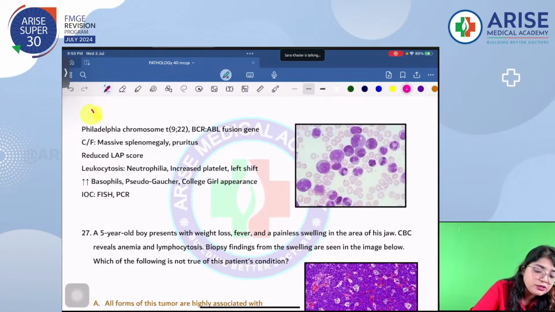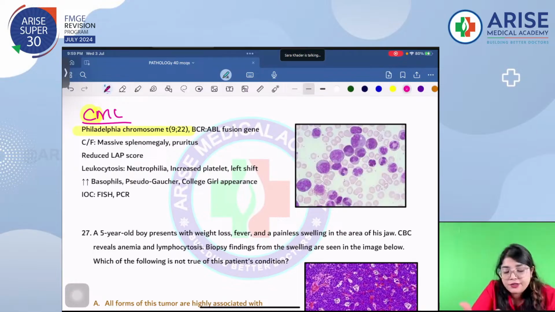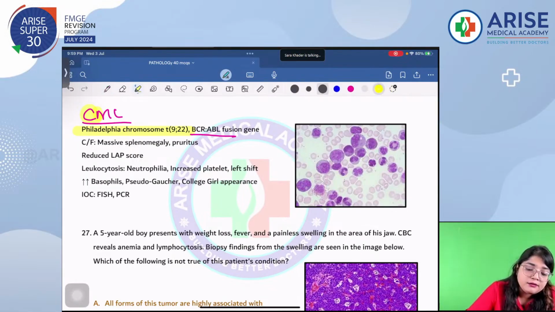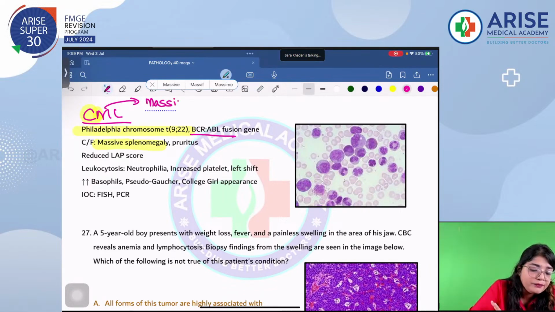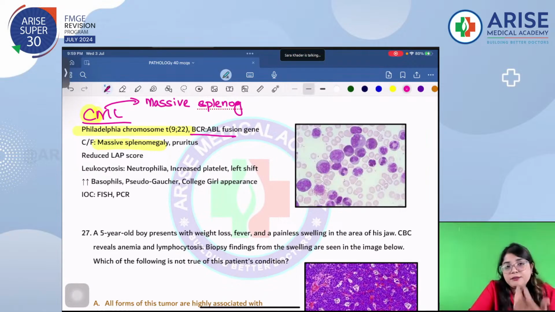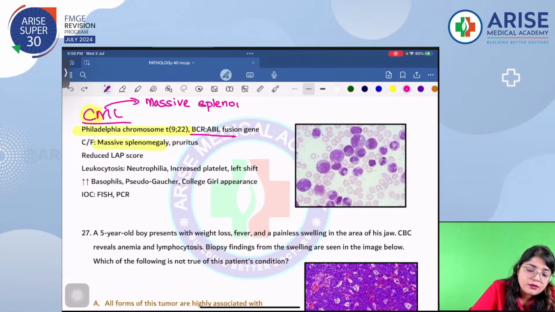What about CML? When we talk about CML, remember, you see the Philadelphia chromosome, translocation of 9;22. There is a fusion of BCR-ABL gene. The clinical feature, please remember from M, is massive splenomegaly. Or in the question, if they do not mention massive splenomegaly, they will tell you that the patient is not able to eat. Splenomegaly. Very important.